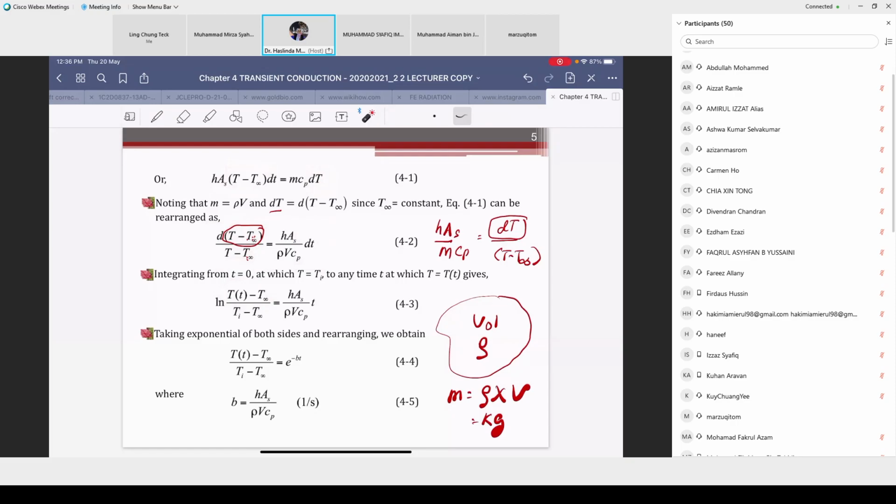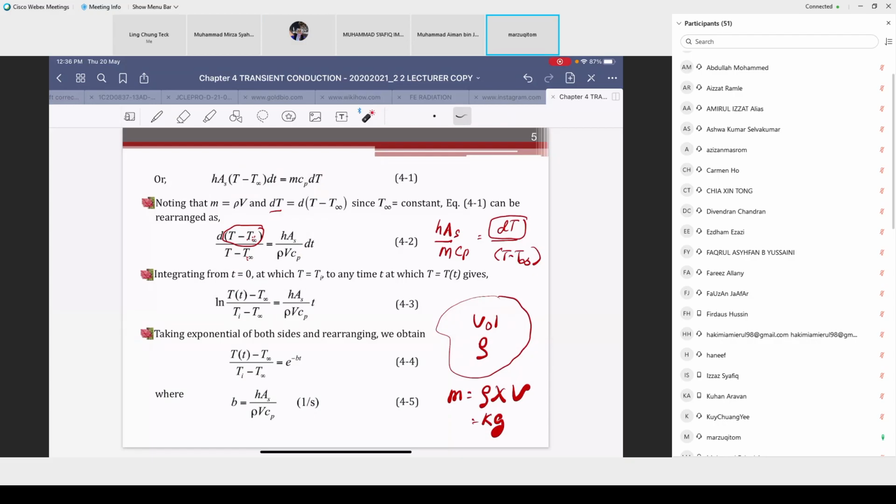Integrate from t equals 0, at which T equals Ti, to T at any time, the given time. This is mathematics. So T at any time minus T surrounding, divided by the initial one, Ti minus T infinity, this one remains. Can you see this dt? It comes from here, right?